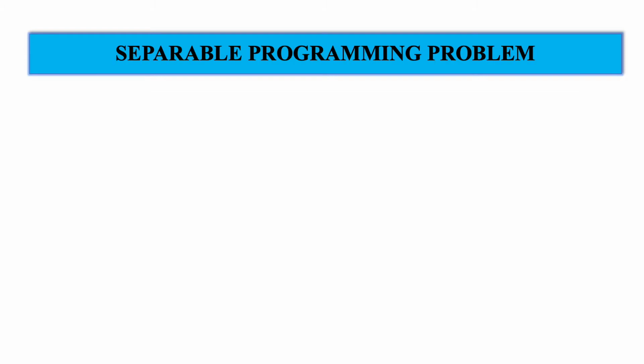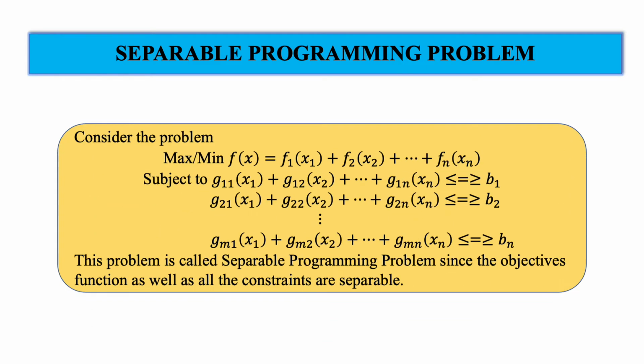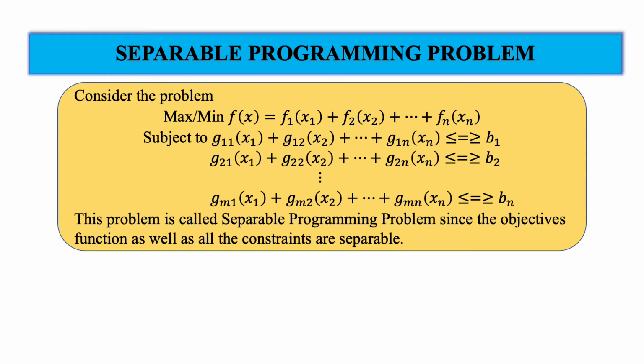Now we will see what a separable programming problem is. Basically it is a problem where the objective function as well as the constraints are separable. If you see my objective function, it is separable into n different functions, each of one variable. Similarly, the constraint equations are separable. So a separable programming problem is a problem where the objective function as well as all the constraints are separable.